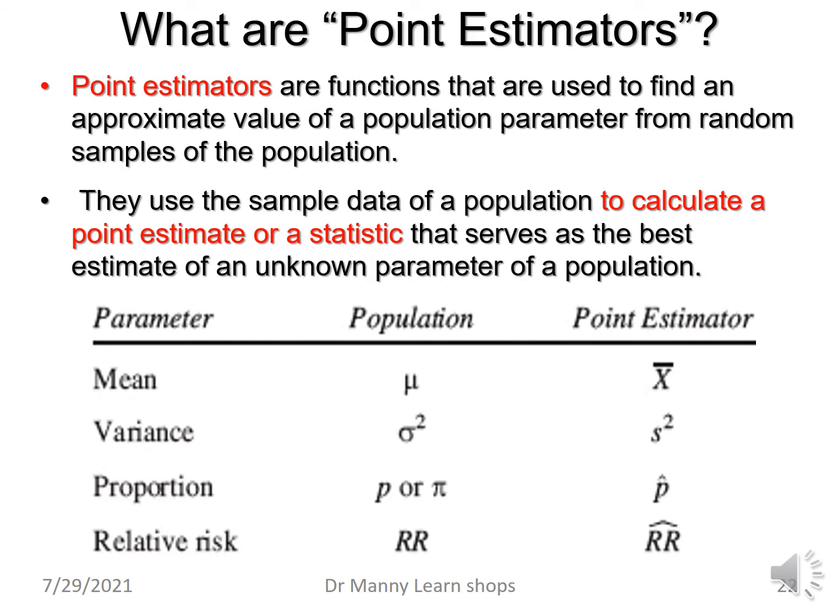Now let's look at what are point estimates or estimators. A point estimator is a function that's used to find an approximate value of a population parameter from random samples of the population. They use the sample data of a population to calculate a point estimate or a statistic, and that serves as the best estimate of an unknown parameter.